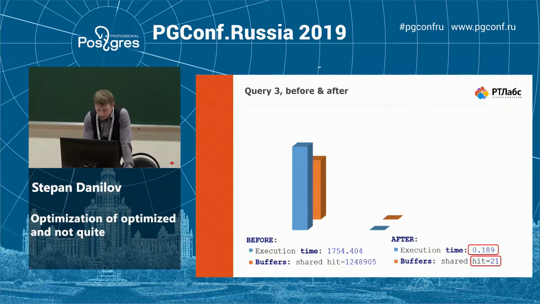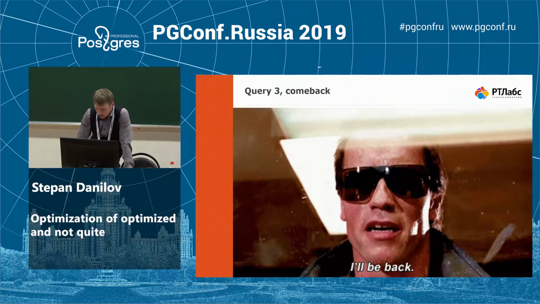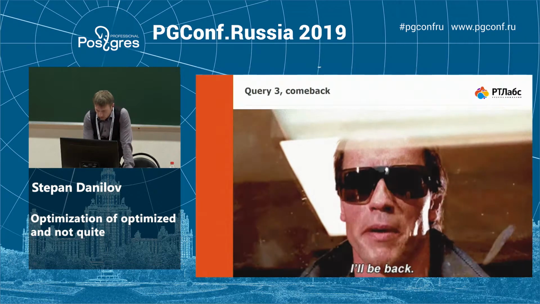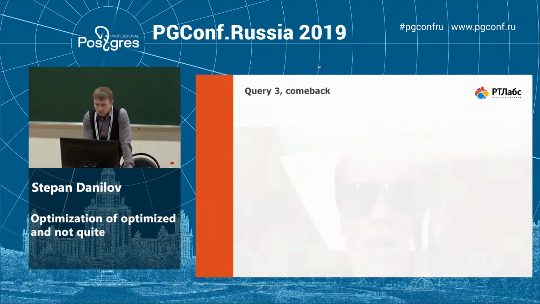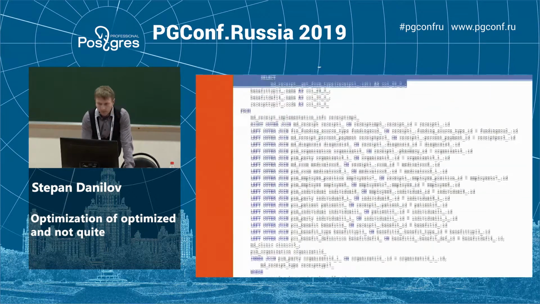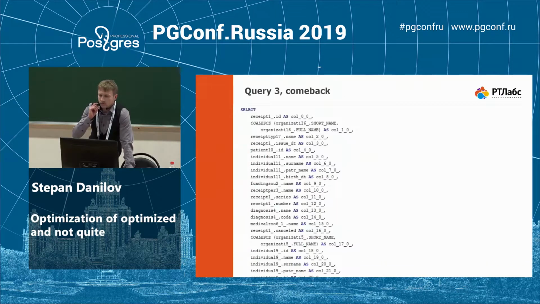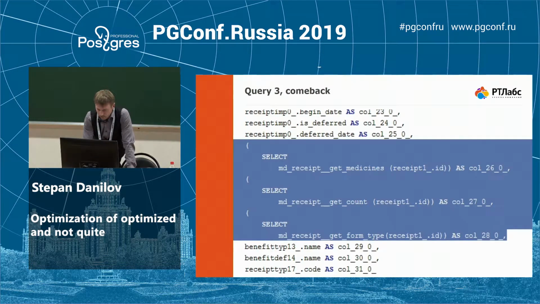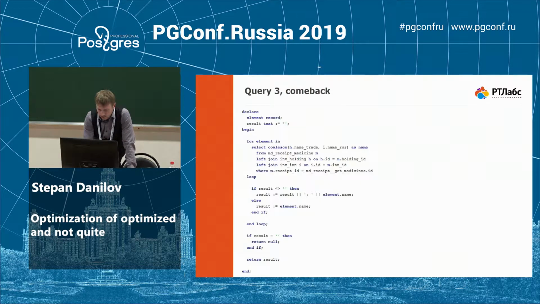So when we understand business logic and use denormalization, the query is better, but sometime later the query is back. So this page now has 2 new columns. Computations are based on the procedures stored in PL/pgSQL. The PL/pgSQL procedures were like this.